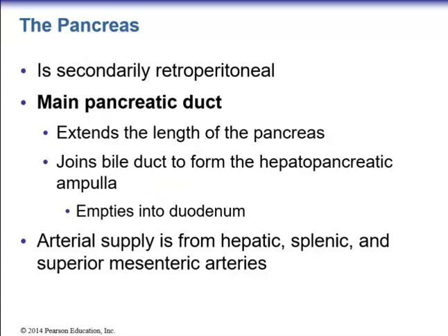Now, blood supply to the pancreas, so arterial supply, is from the hepatic, splenic, as well as superior mesenteric arteries.